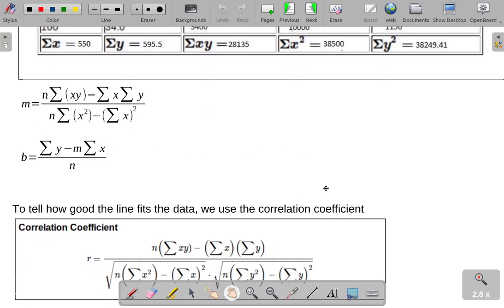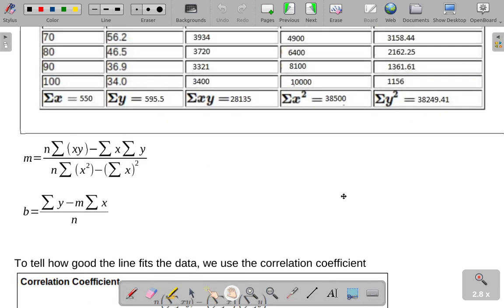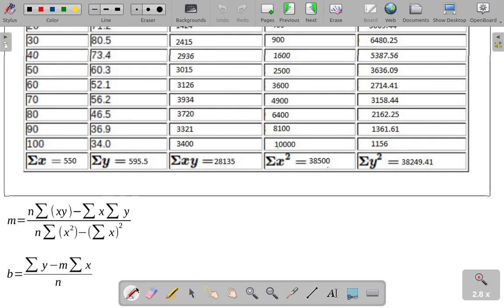So these are those formulas again. If we were to actually compute these formulas, I would have to plug in all these values. N is the number of data points that we have. So this would be 10, because there's 10 different data points.